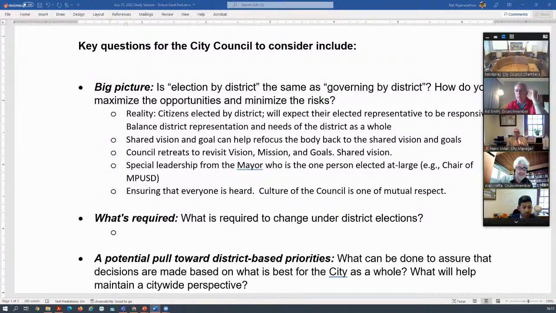Okay, thanks. Thank you very much, Councilmember Hoppe. Very helpful. And the perspective from serving on the MPUSD board definitely has parallels with our transition. And you're absolutely right about the special leadership from the mayor, and I would also argue the city manager as well, and the executive team, as we work through challenges with the constituents' needs. Who else has some things they'd like to share on the specific big picture question? Nat, if you'll help me pick up anyone that's raising their hand.